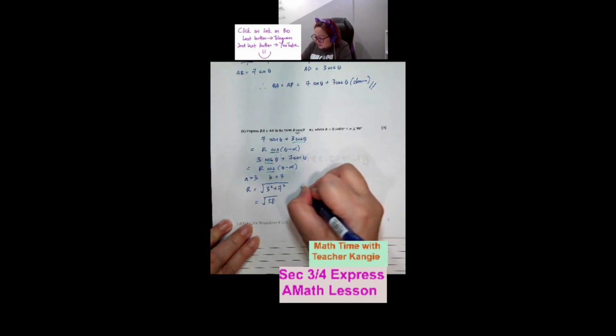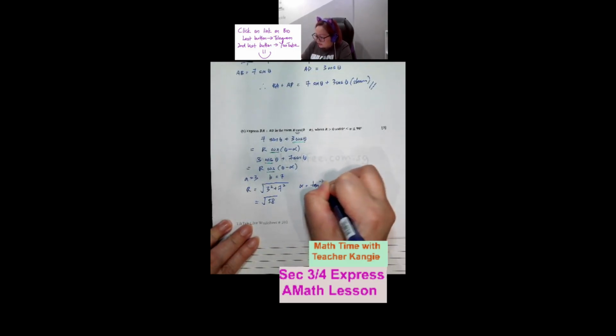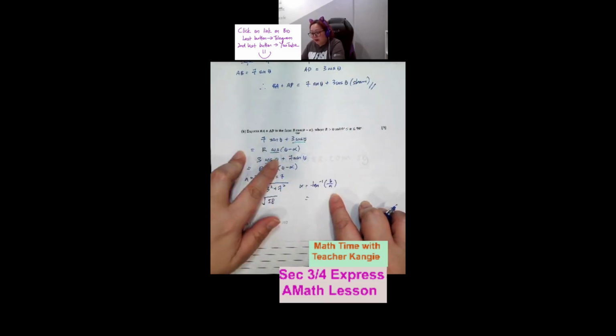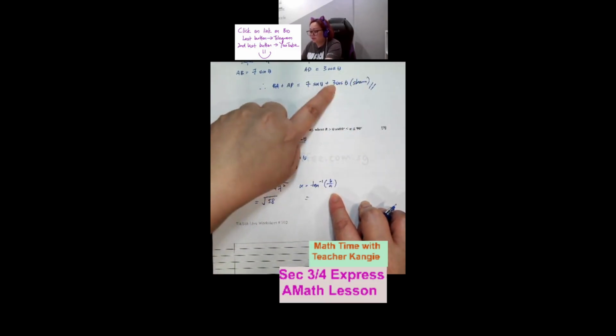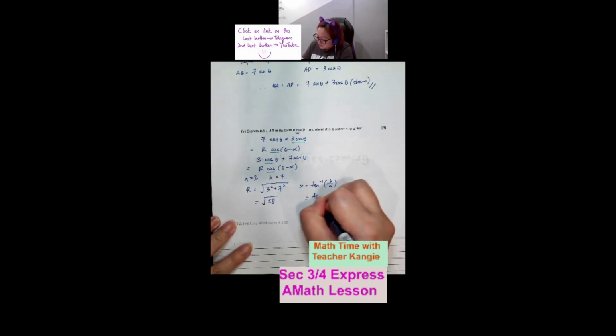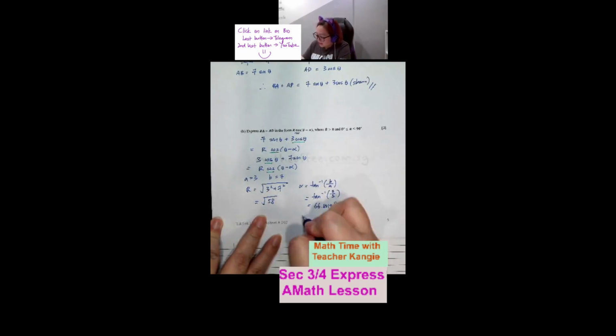Next is the alpha. The alpha must be tangent inverse of B over A. That's why I say your A and B are very important. If you say your A is 7 and your B is 3, this is wrong, because A is 3, B is 7. So it's tangent inverse of 7 over 3, and that's how we get 66.8014 degrees. Therefore, our answer is square root 58 cosine of theta minus 66.8 degrees. Done.